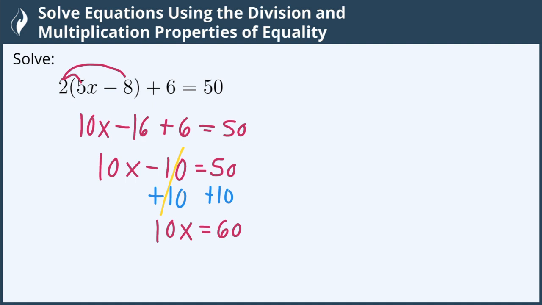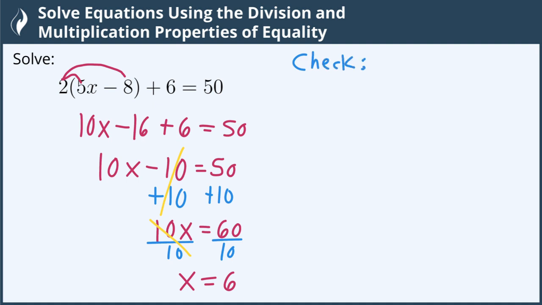So to get the x completely by itself, I have to get rid of the 10 that's in front of it. Since this is 10 times x, I'm going to divide by 10 on both sides in order to cancel that 10 out. That gives me x equals 6. I do want to do my check for this.